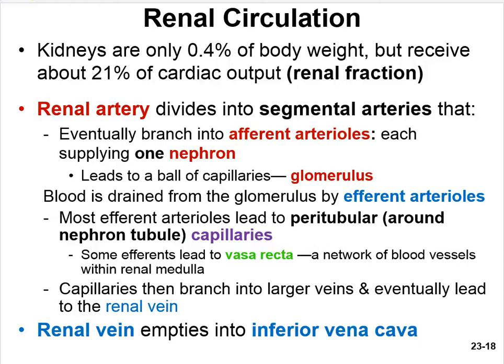Some of the efferents will lead to what's called the vasa recta, and that's a network of blood vessels within the renal medulla, so they're just a little bit lower in the kidney. And then the capillaries will eventually branch into larger veins and eventually leave the kidney via the renal vein, which will then empty into the inferior vena cava. So after blood goes through the kidneys, it actually goes right back to the heart.